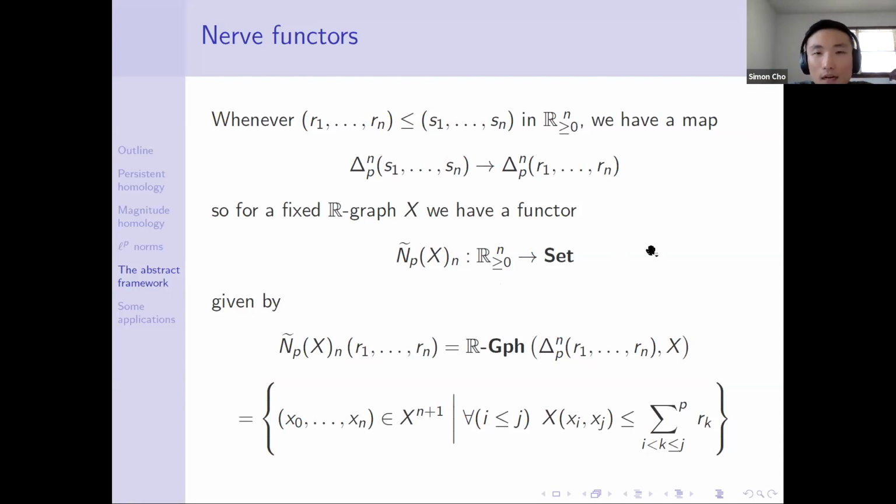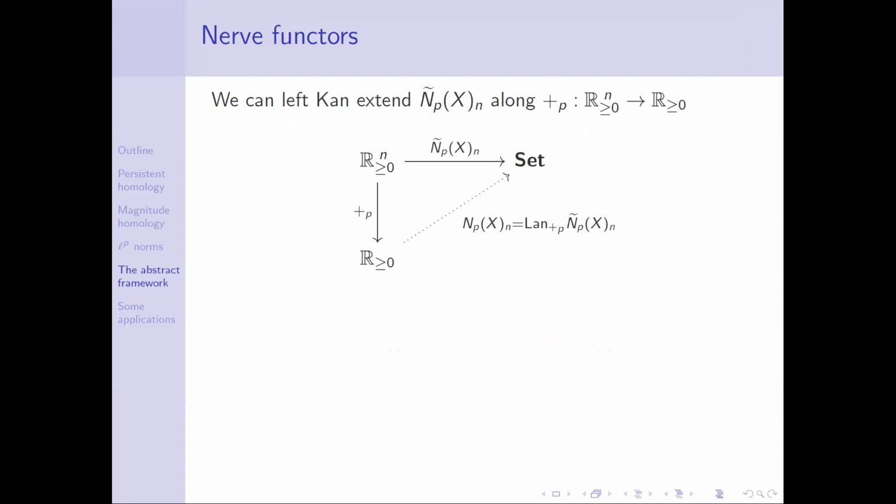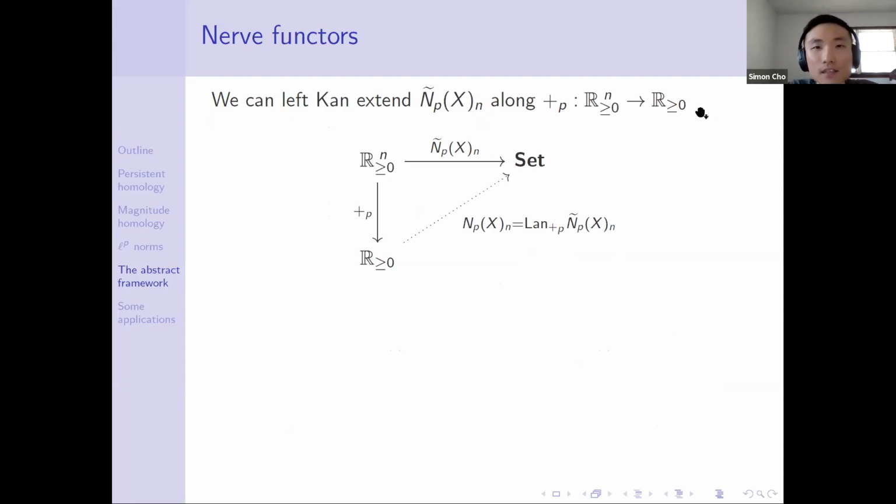And so what you end up doing in order to resolve this is, for any tuple, you can mash them together using the LP sum. And you just take the nerve for each fixed n, and left Kan extend it across the LP addition. And so that's the nerve functor that we want.